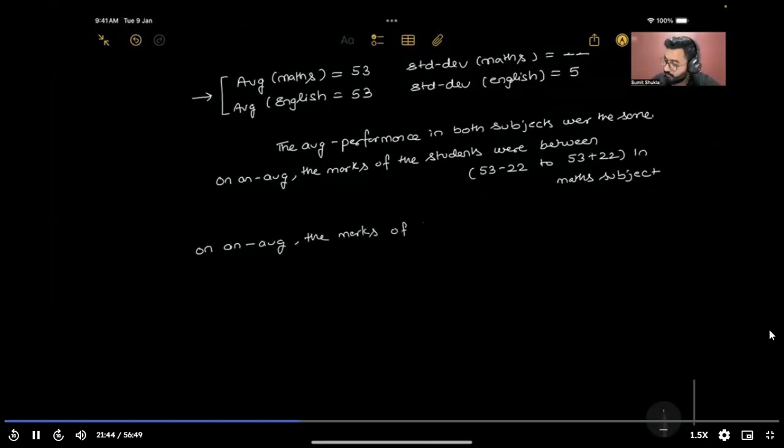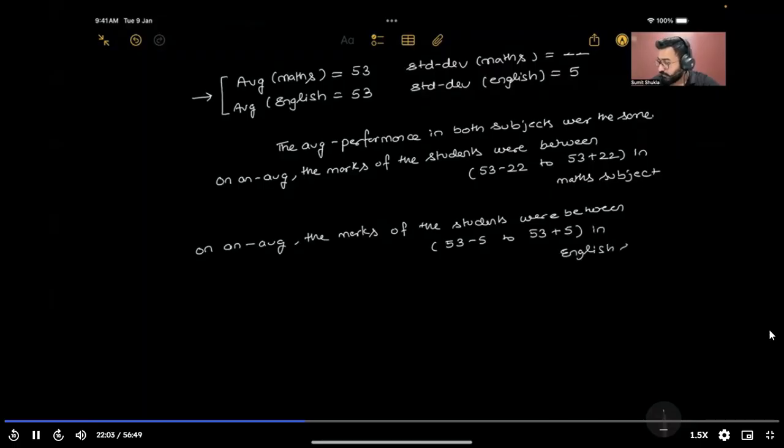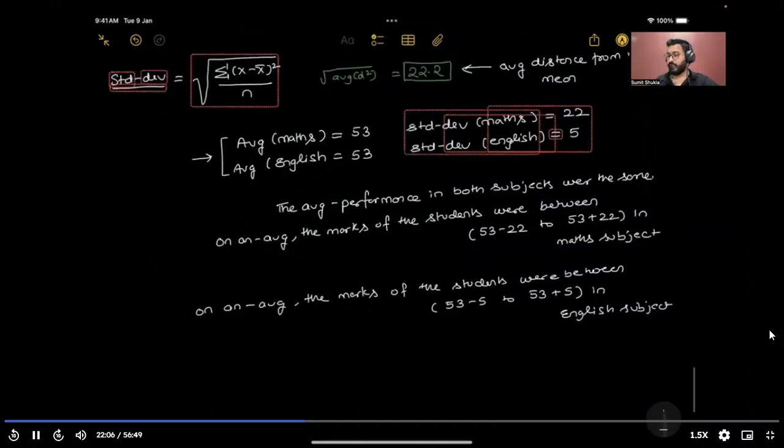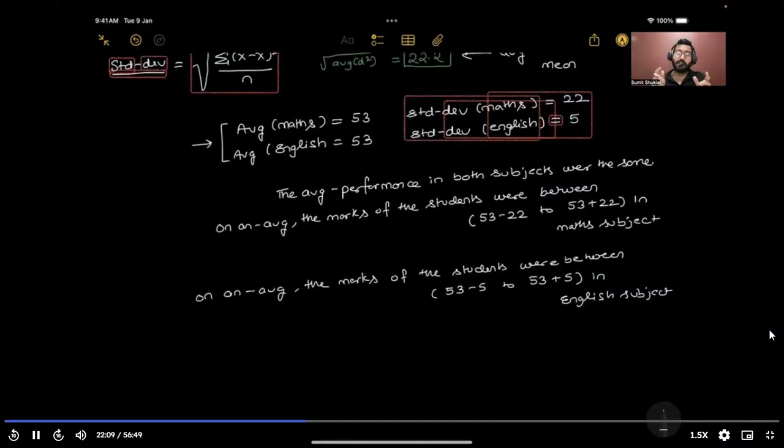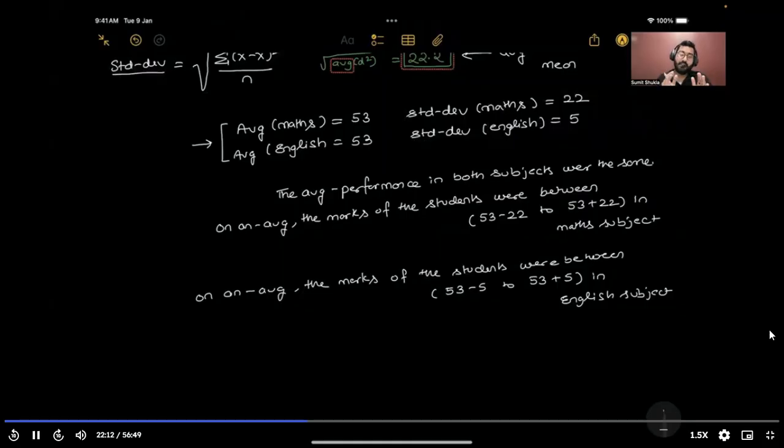while for English, on an average, the marks of the students were between 53 minus 5 to 53 plus 5. So it helps us to understand in which particular data there is a greater variation. The data points are more scattered, while in which data the data points are more concentrated around the mean. And this information has given you a better visibility about what kind of data you are working with, right?